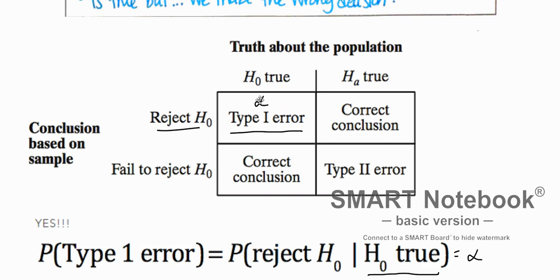Because when we set this up, the probability of this actually occurring is usually whatever alpha is. And then the probability of getting the correct conclusion, because that's what we want: given that the null is true and then failing to reject it, that would be the correct decision. That would be 1 minus alpha. And that does make sense, because when we do our type 1 errors, we're always assuming that the null is true. And then we have this little alpha value right there.